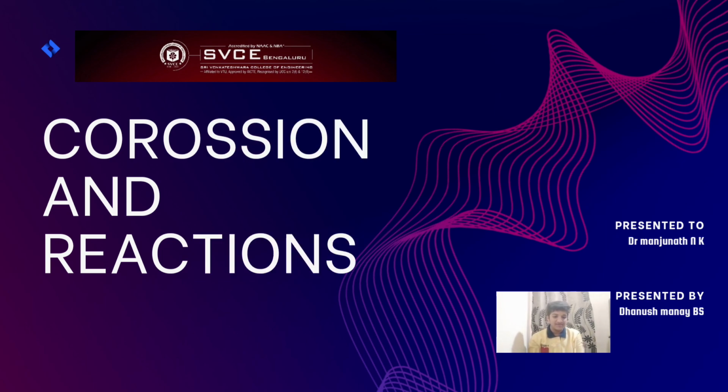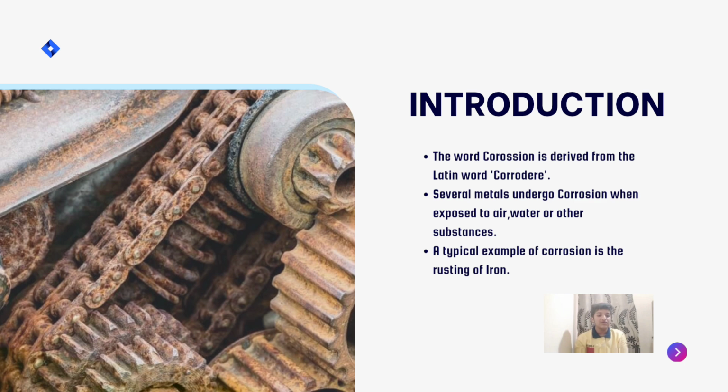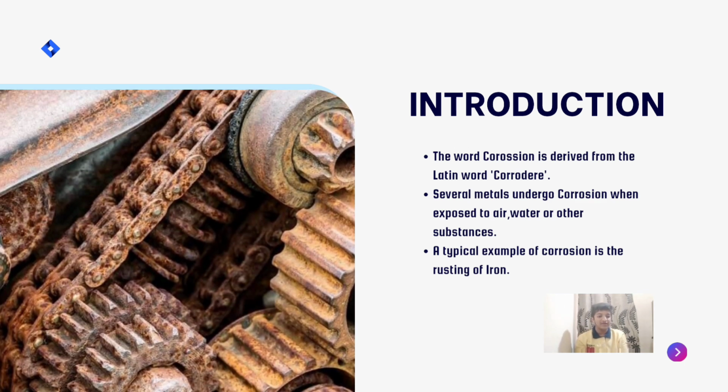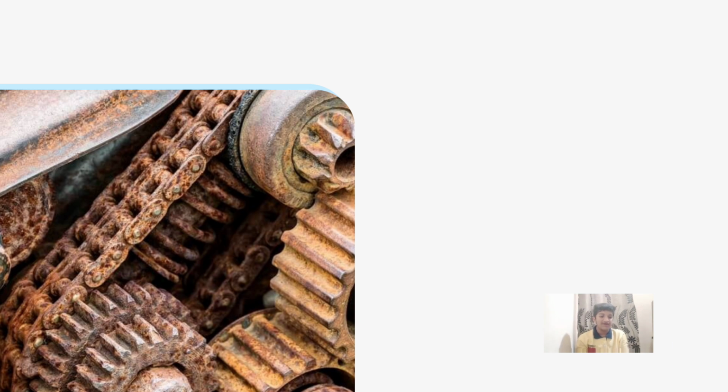So today's topic is corrosion and reactions. So the introduction to corrosion. The word corrosion is derived from the Latin word called corroder. Several metals undergo corrosion when exposed to air, water, or other substances. A typical example of corrosion is the rusting of iron.